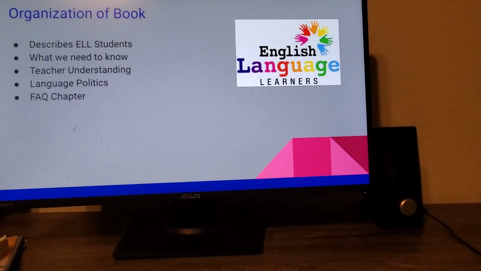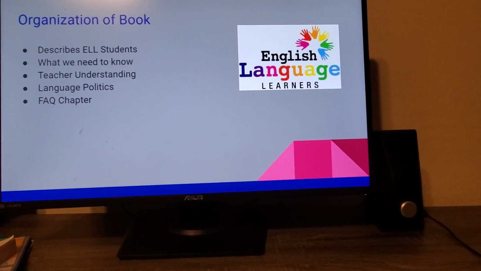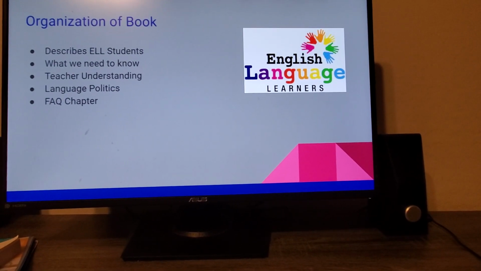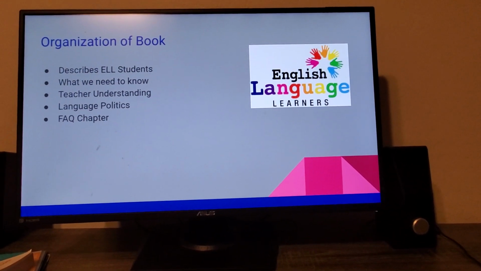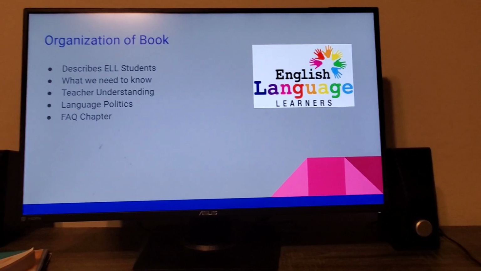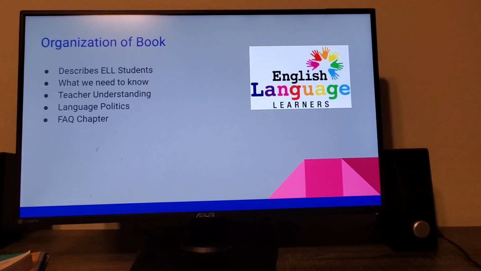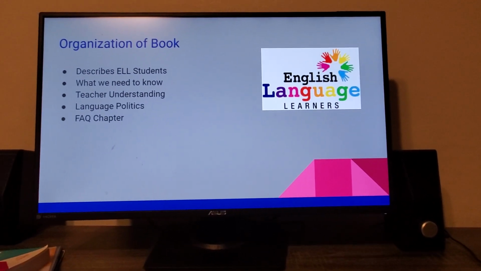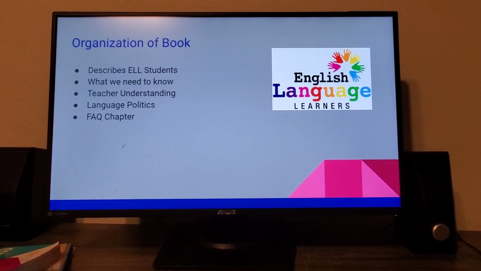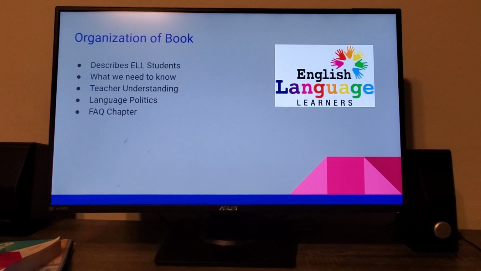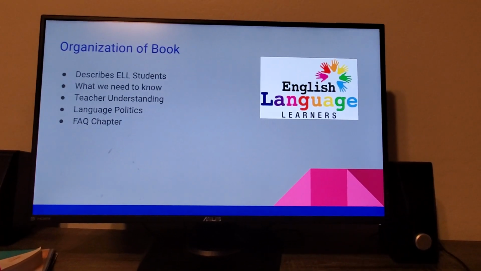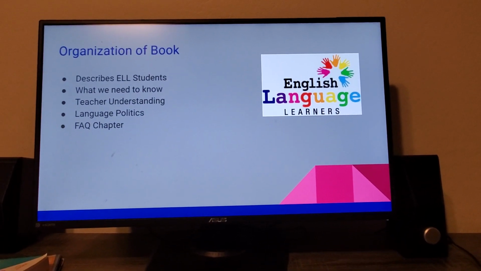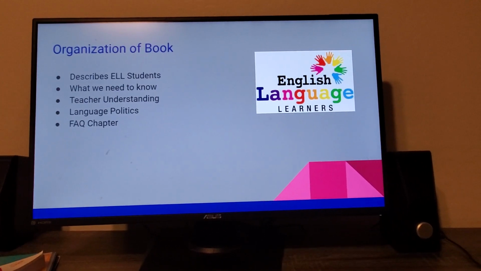The last chapter was a FAQ chapter. So it was just a bunch of questions people asked the author, and she put them in the book, so that because we'll all probably have a question in there or something similar to it, we already get an answer to the question in the book, instead of having to find the information somewhere else. It's all just right there in the book.